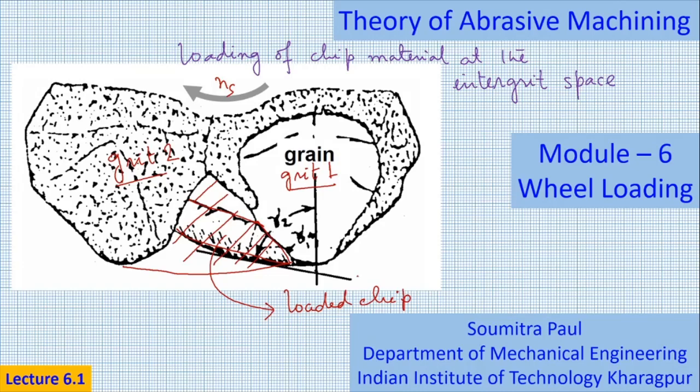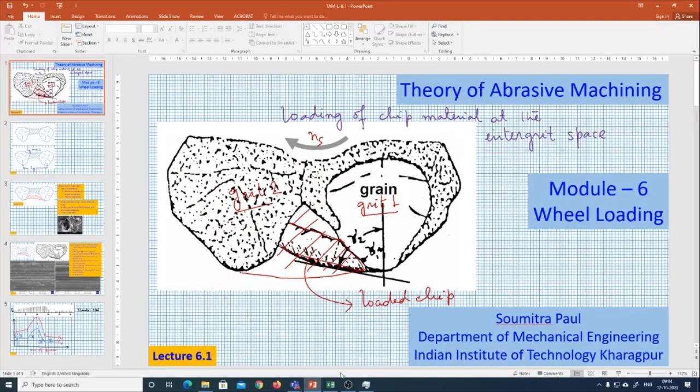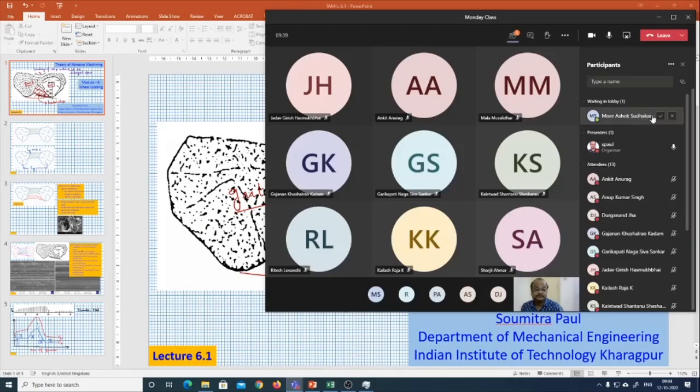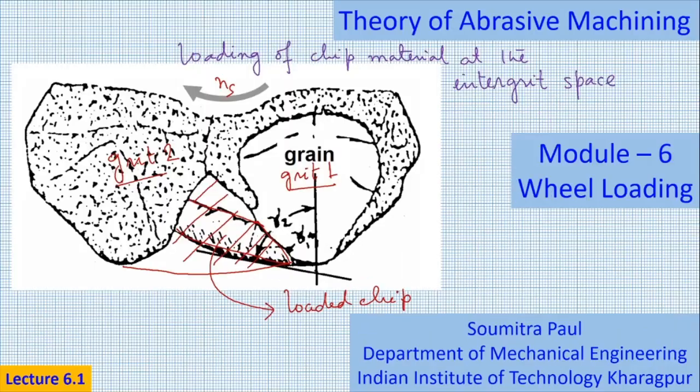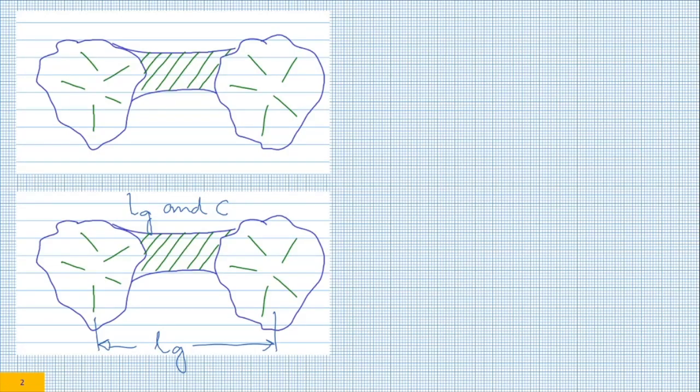Now the problem is, if wheel loading occurs, why should we be bothered? So let us look at that. Once again, I have shown here, this is your grid number 1 or grid number 2. This is one particular grid. This is say grid number 2. This is grid number 1.